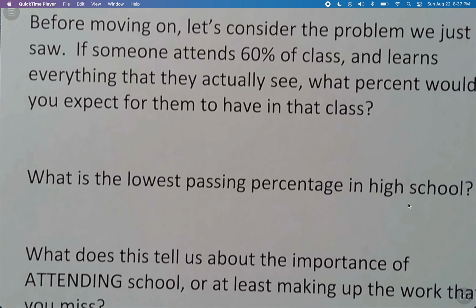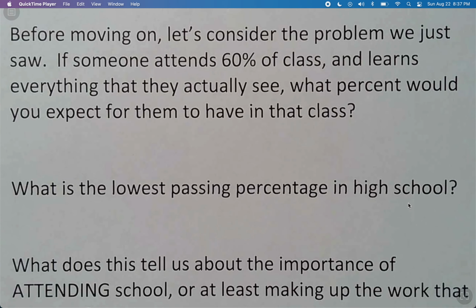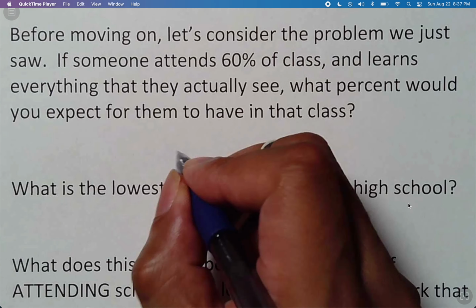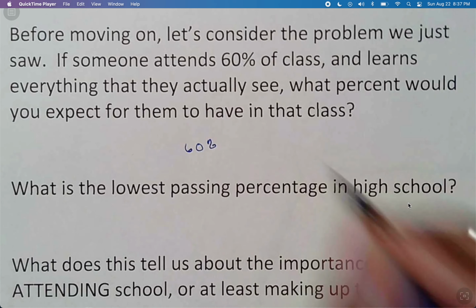So before moving on, let's just look at that problem we just solved. Someone attends 60% of class and learns everything they actually see. What percent would you expect for them to have in that class? Well, to me, if you see 60% of the classes and you learn all your material, the most you can have, in my opinion, is a 60%.